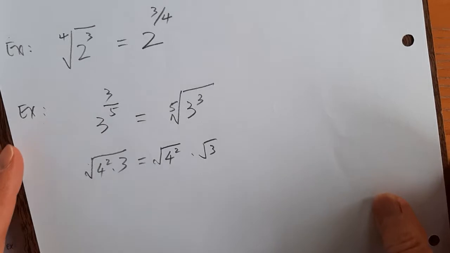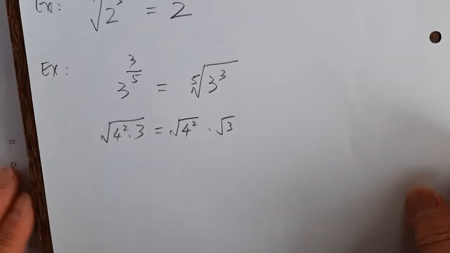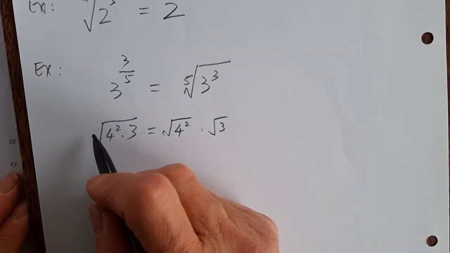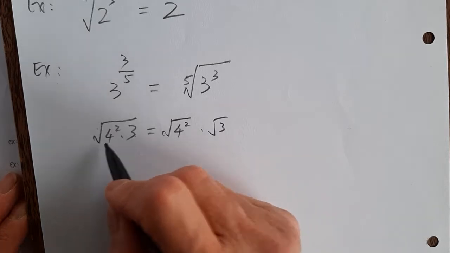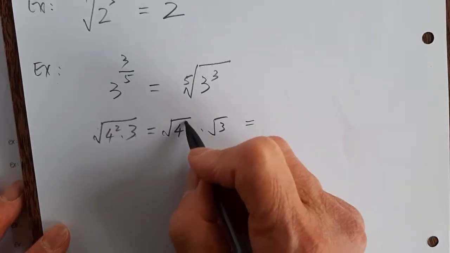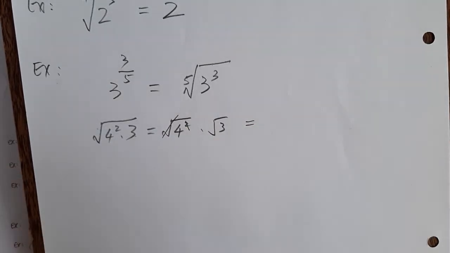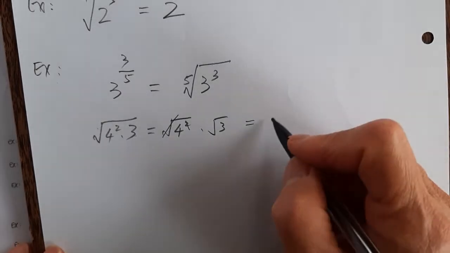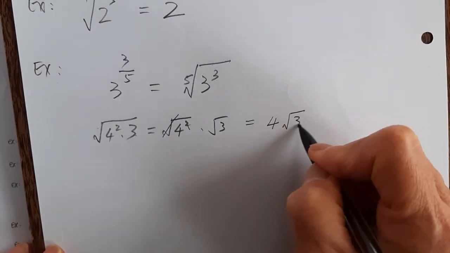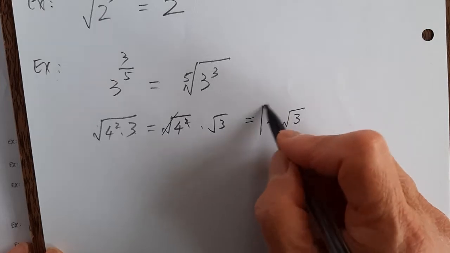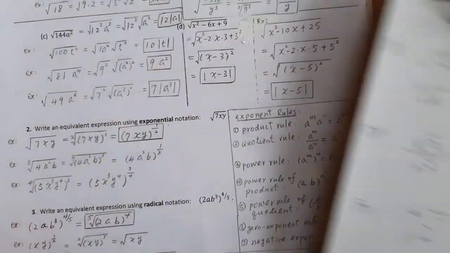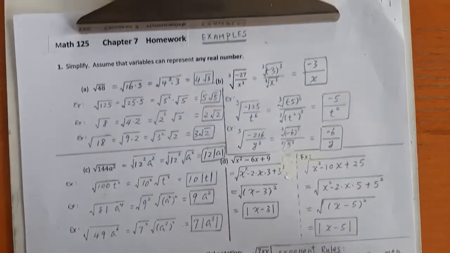So it's a separate square root. N is 2. So separate, take the square root. The 4 squared and the square root are inverse operations, so it simplifies to 4. And 3 we cannot take the square root of, so leave it as a radical. So it's 4 square root of 3.